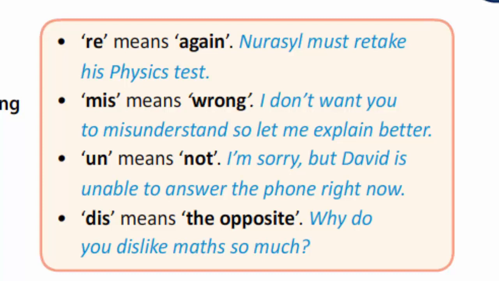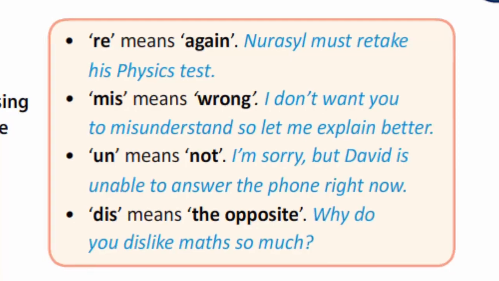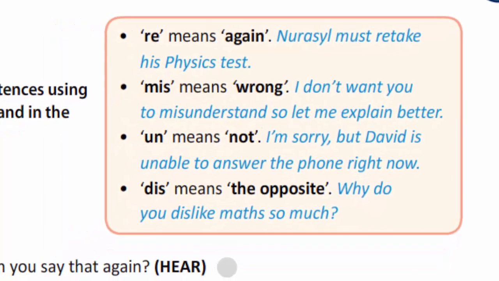Mis means wrong. I don't want you to misunderstand, so let me explain better. An means not. I'm sorry, but David is unable to answer the phone right now. Dis means the opposite. Why do you dislike math so much?